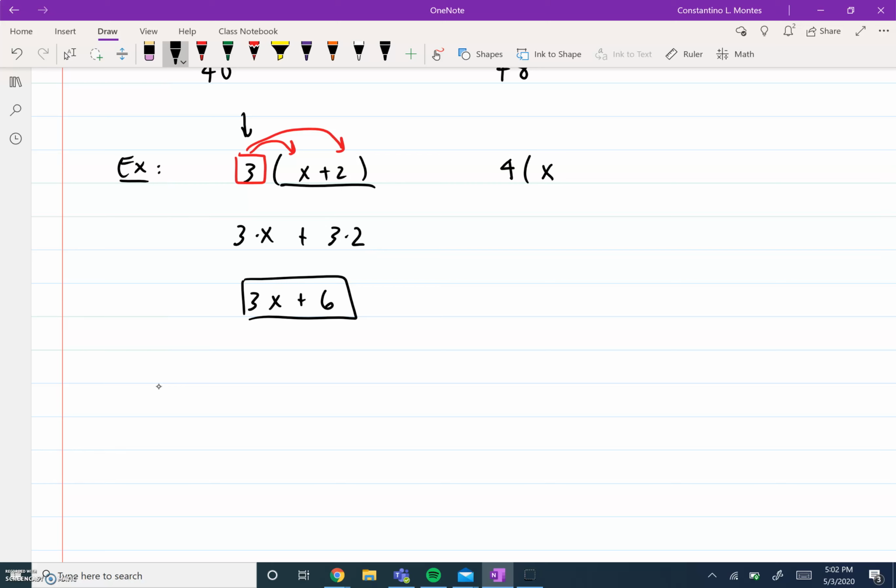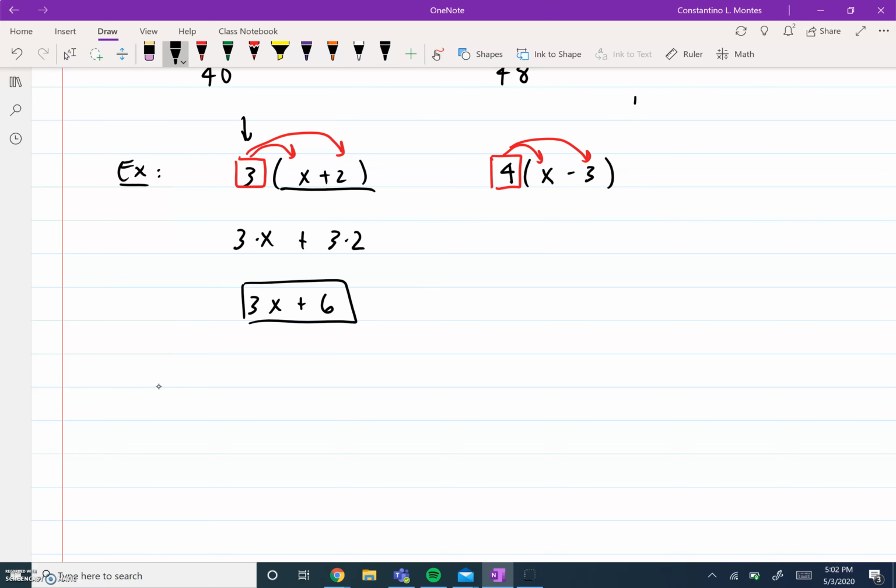Let's say I have 4 times x minus 3, and that's a quantity. So again, distributive property. I'm going to distribute the 4 and distribute the negative 3. And you know what? I forgot to tell you guys what the instructions might be for this. They might say something like distribute. They're just going to ask you to distribute. So 4 times x is going to be 4x. And in this case, we have a minus, and this is 4 times 3. So this ends up being 4x minus 12.